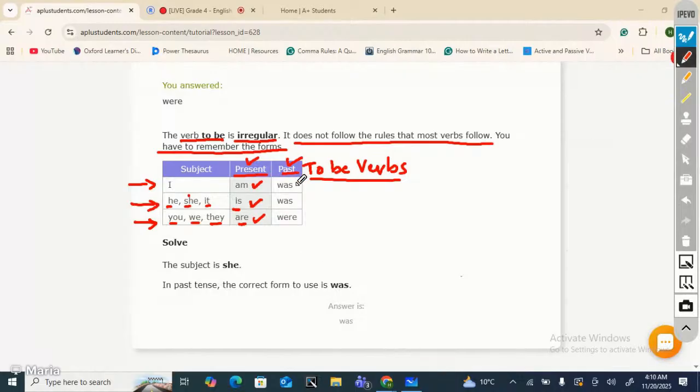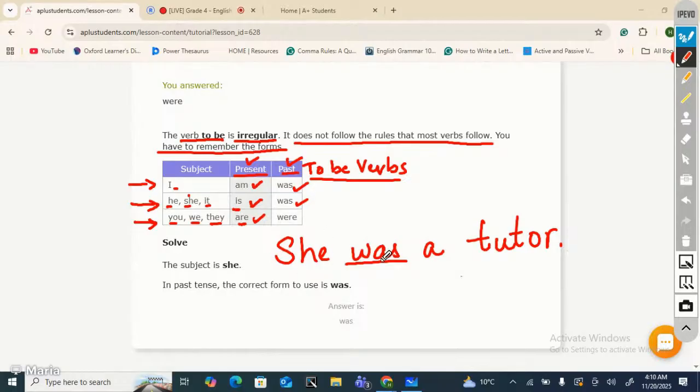Okay. So in past tense, verb to be, it has two options, was or were. If the subject is I, use was. If the subject is he, she, it, again use was. She was a tutor. Now it was in past. So with she, we have used was.